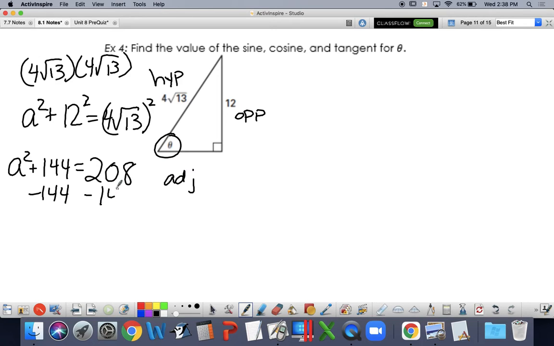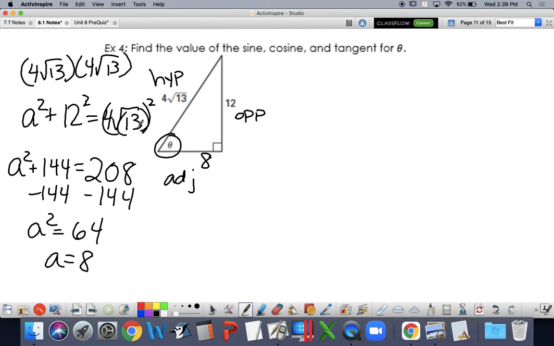Subtract. 64, oh, lo and behold, that works out nicely. I have a nice adjacent side. It is just 8. You can definitely put this in the calculator. Just make sure if you're using the calculator, you're putting your parentheses in the right place when you're raising it to a power.